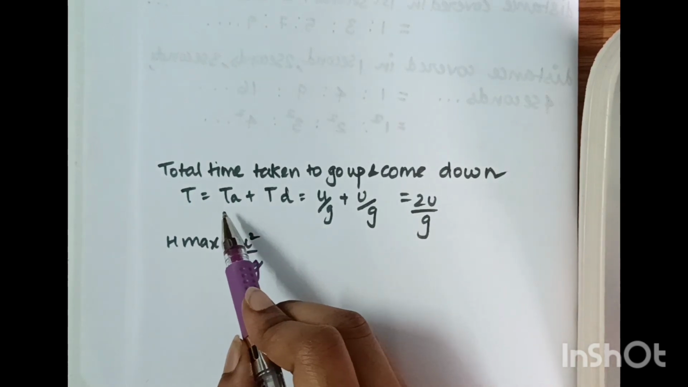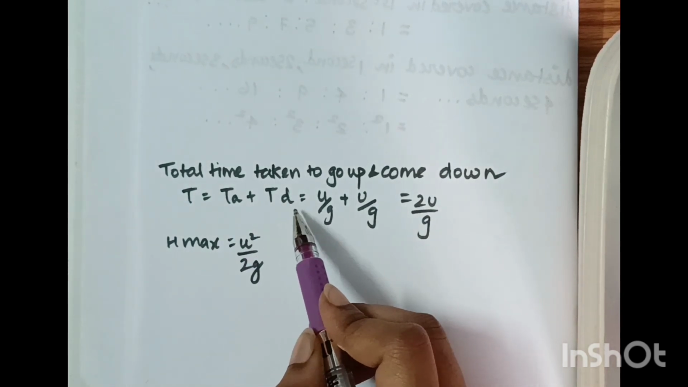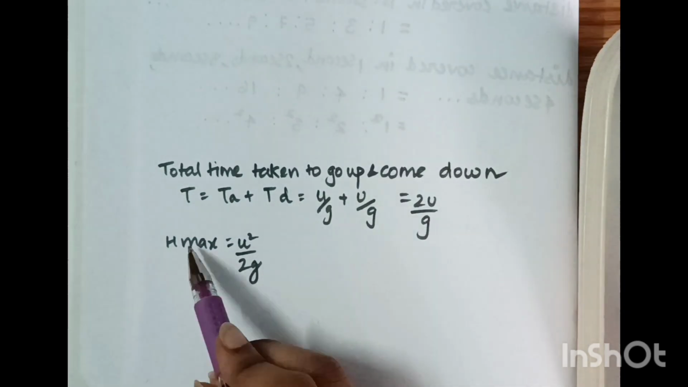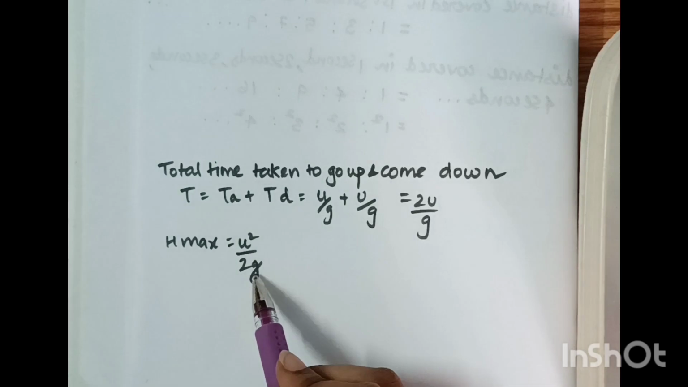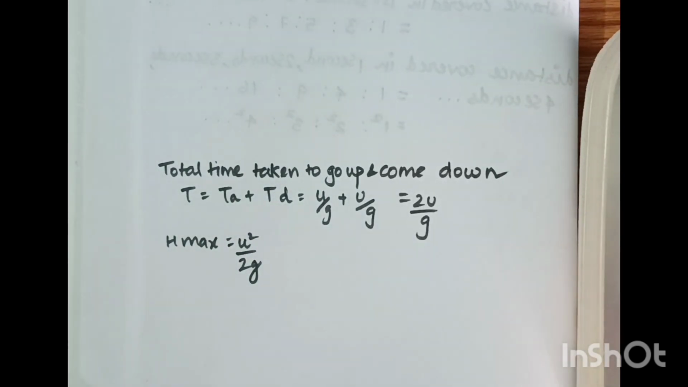Ta is nothing but the time of ascent. Td is the time of descent. And the maximum height reached, h max, is equal to u square by 2g. We have to remember these two things.